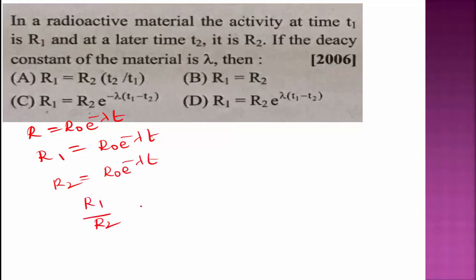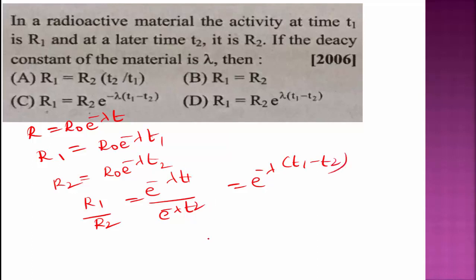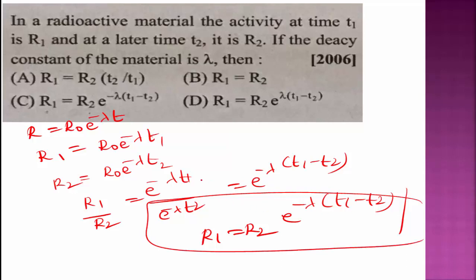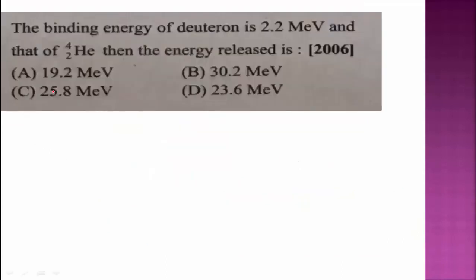The ratio of these values is R1 by R2 is e to the power of minus lambda t1 divided by e to the power of minus lambda into t2. Therefore, e to the power of minus lambda into t1 minus t2. Now, R1 is equal to R2 into e to the power of minus lambda t1 minus t2. The option C is the right answer.